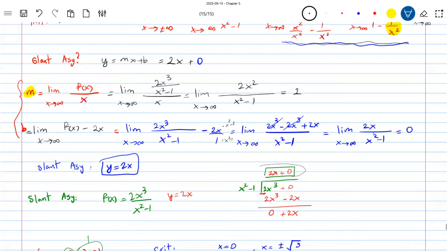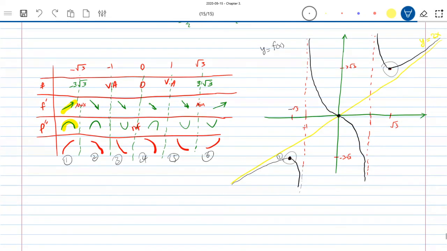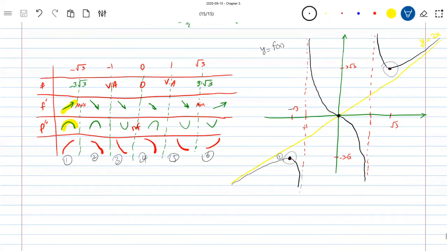What you expect is always that the slant asymptote is something linear. If you have 2x squared, for example, that is not considered a slant asymptote. It's just an asymptotic function. It's not going to be a linear function. Okay, so this is good enough for this section. I'm going to stop here and we'll continue on optimization next time.